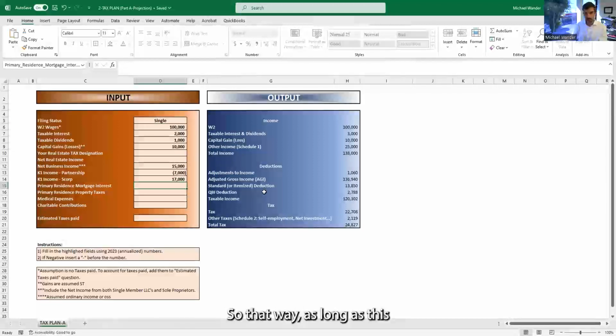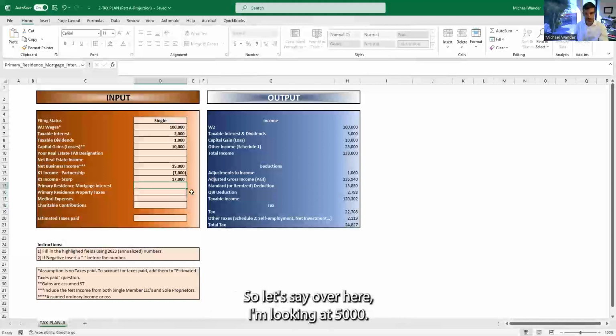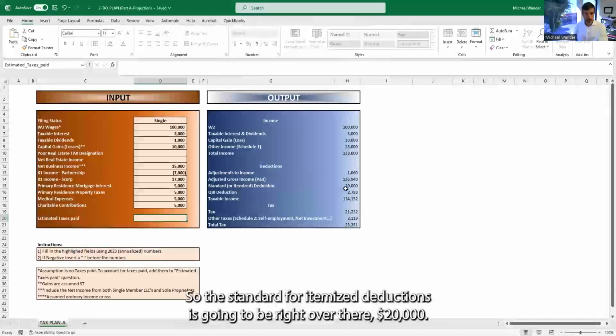So as long as these numbers over here are more than that $13,850, then it will automatically give you the itemized deduction. So let's say over here, I'm looking at 5,000, not going to change. Over here, look at 5,000 also. Over here, let's say we're looking at another 5,000. Over here, 5,000 also. There we go. So the standard or itemized deduction is going to be right over there, $20,000.